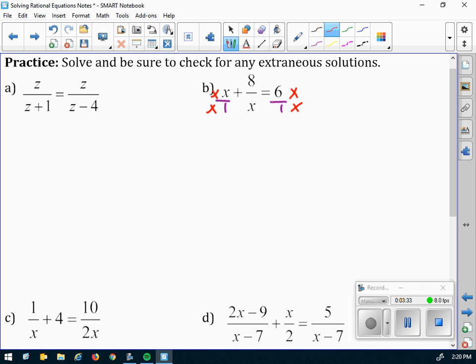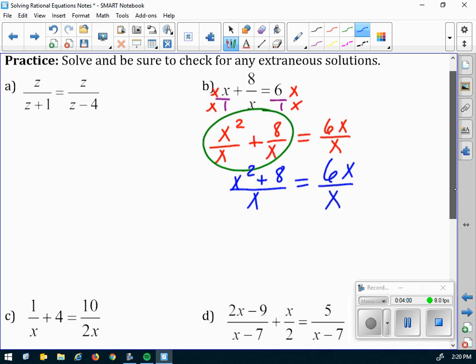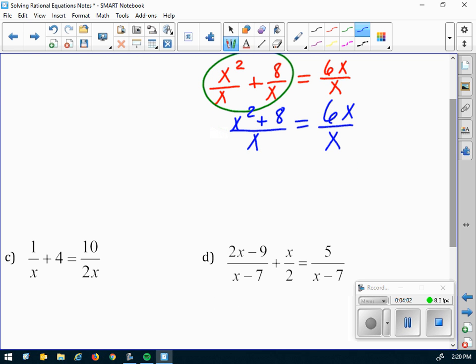So now let's see what we've got. I've got x squared over x plus 8 over x equals, can I add these 2 fractions now? So I've got x squared plus 8 over x equals, questions so far?